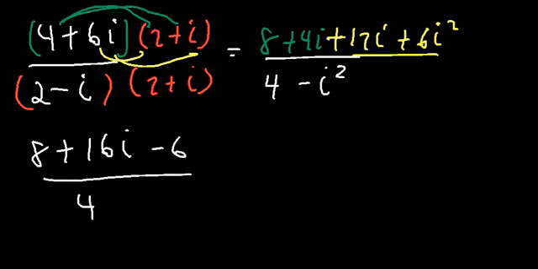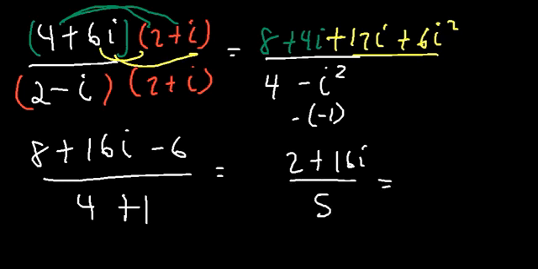And negative i squared is just plus 1. This is negative times negative 1. So 8 minus 6 is 2, and 4 plus 1 is 5. So we're going to separate into 2 fractions. So it's going to be 2 over 5 plus 16 over 5 times i.